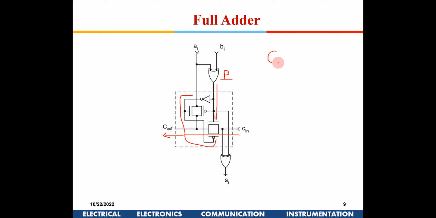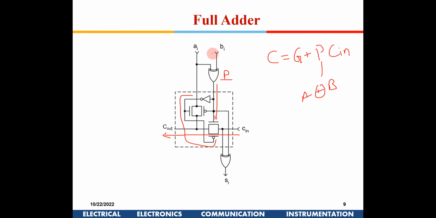What is carry? Carry is generate or propagation into C in. Propagation is A XOR B. That means if propagation is when one of them is 1 and carry is also 1, then carry will be generated. So this is an XOR gate. If one of them is 1, it will give 1 here. And you have an inverter here, so it is driving an NMOS, so this will enable this gate.